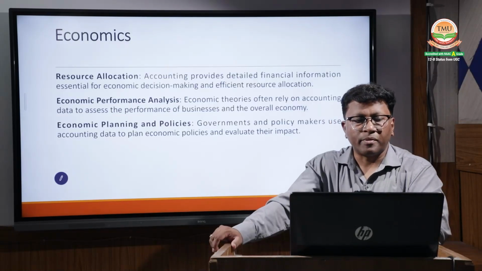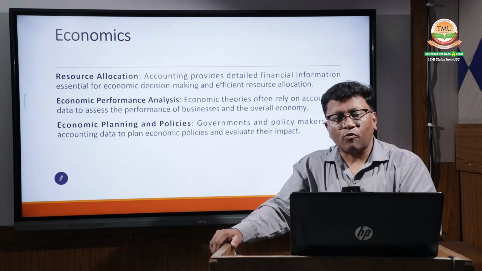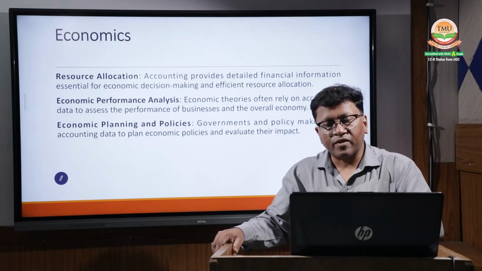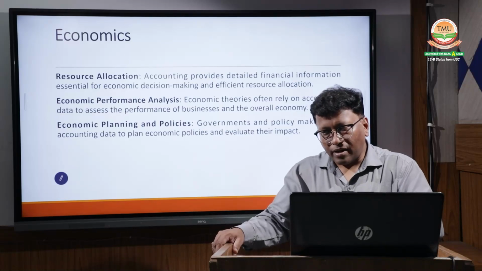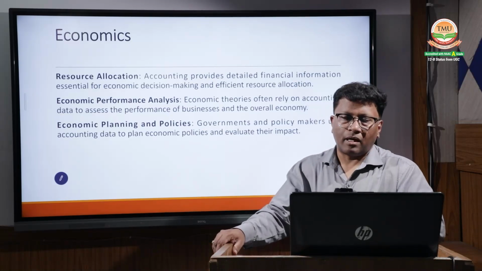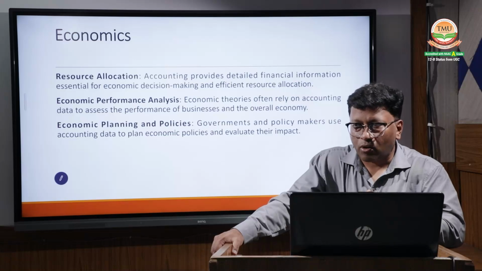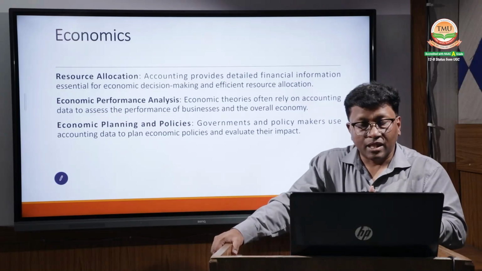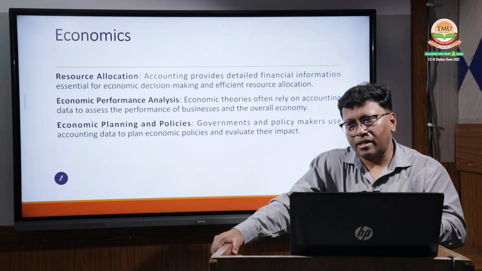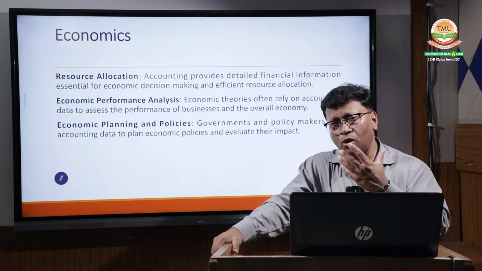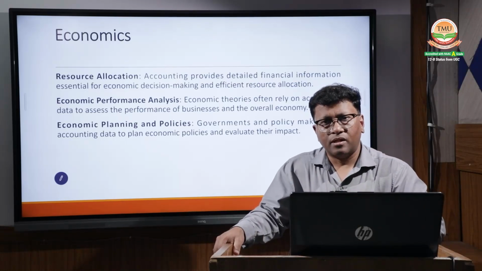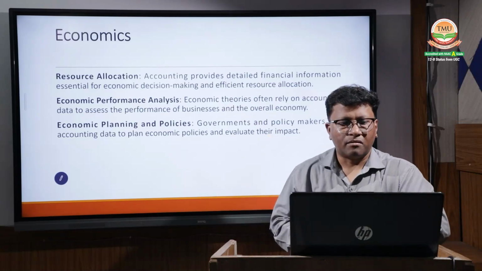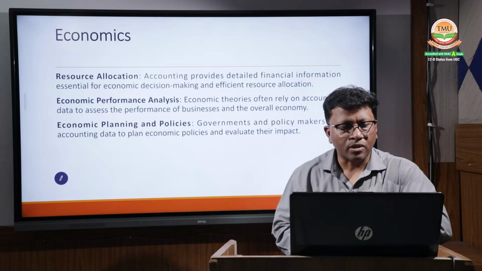The very first is economics. Resource allocation: accounting provides detailed financial information essential for economic decision making and efficient resource allocation. When it comes to allocation of resources, the organization is working, there are different departments, but the resources within the organization are limited, and the allocation of funds is required for the different activities. So on the basis of accounting information, we can allocate the resources, right?